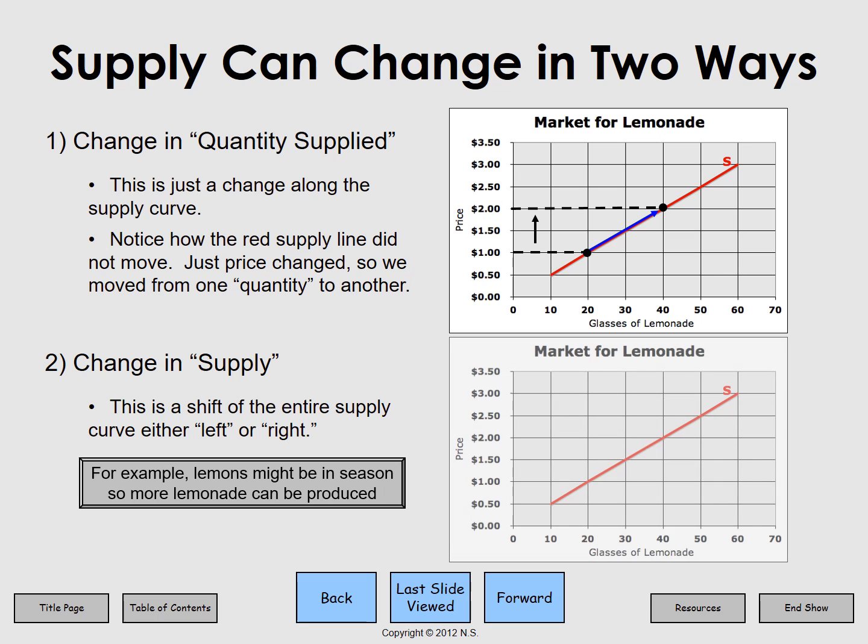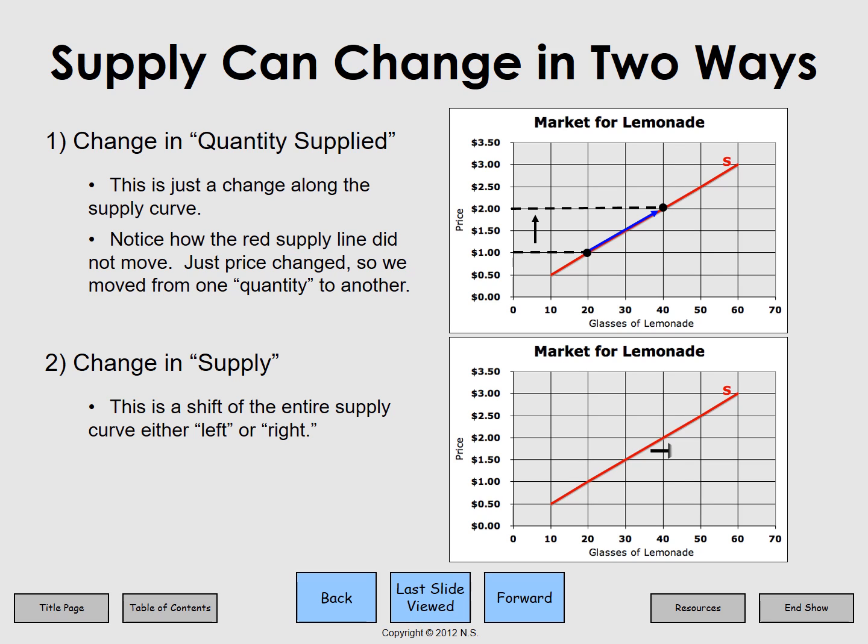For example, lemons might be in season, so lemonade can be produced easily and cheaper. If lemons are just growing on trees, like nothing, it's going to be cheaper. I can buy more lemons for the same amount of price. So if I can get more lemons for the same price, the supply of lemons has increased without me having to spend more money. Therefore, I can make more lemonade, and the supply is going to shift over.